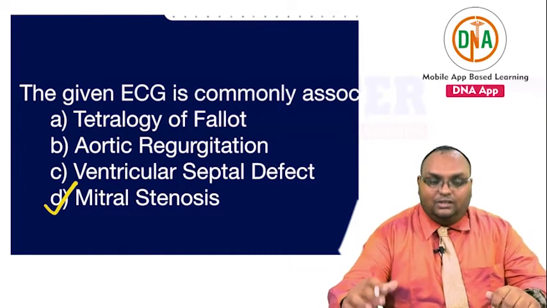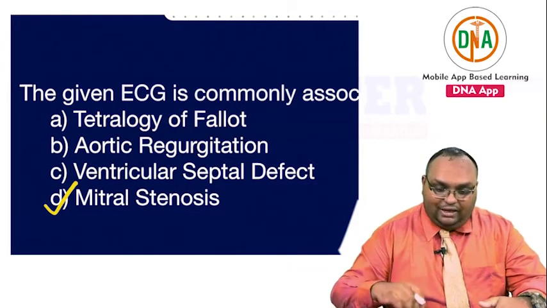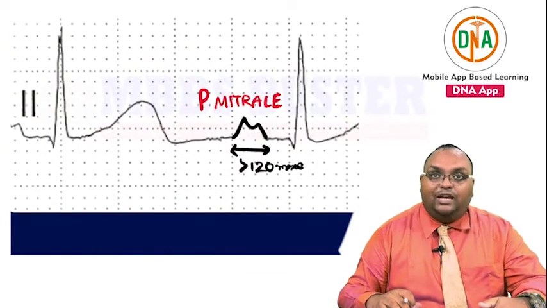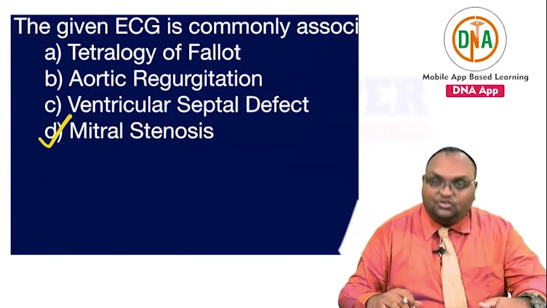So P mitrale is the most suitable answer over here, and as you can see from the ECG, this is a P mitrale. A bifid or notched P wave would be mitral stenosis.